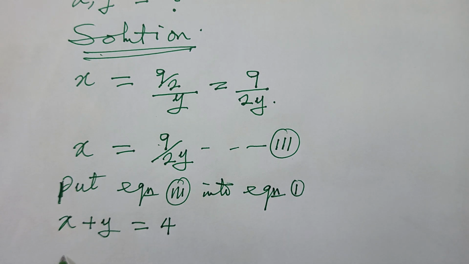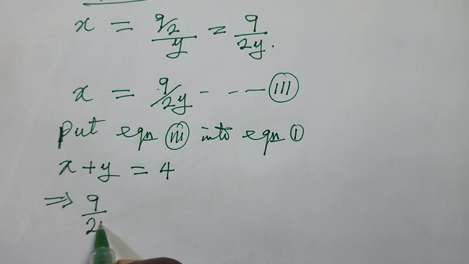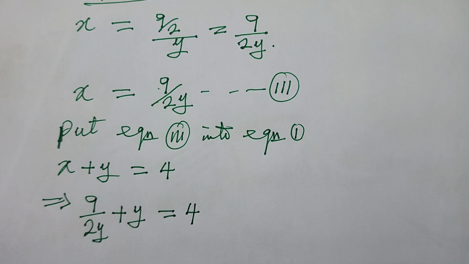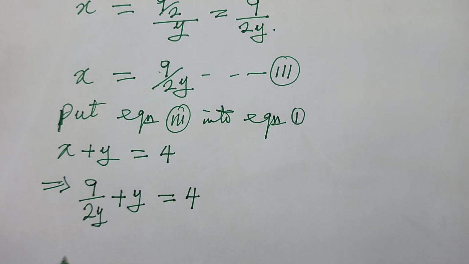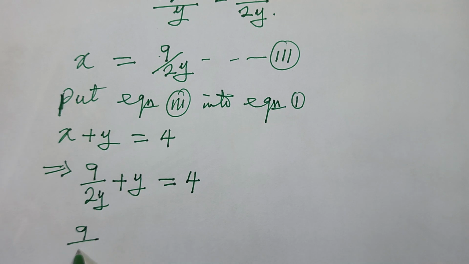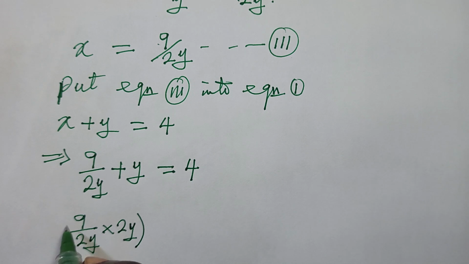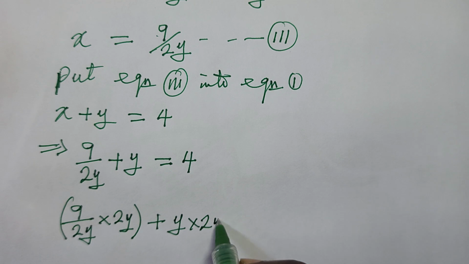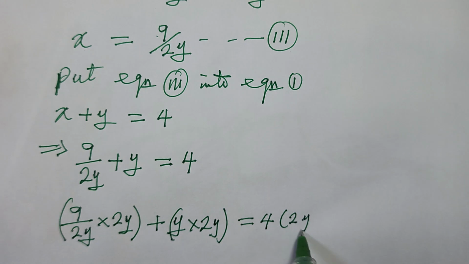If we do that, this implies that 9 over 2y plus y is equal to 4. Now we want to eliminate the 2y at the denominator, so we multiply through by 2y. So this will give us 9 over 2y, in brackets, times 2y, plus y times 2y, in brackets, equal to 4 times 2y.